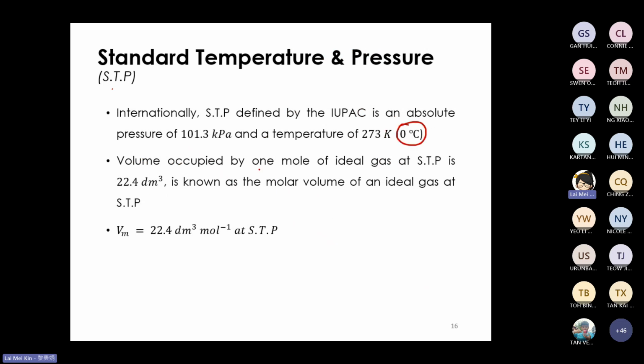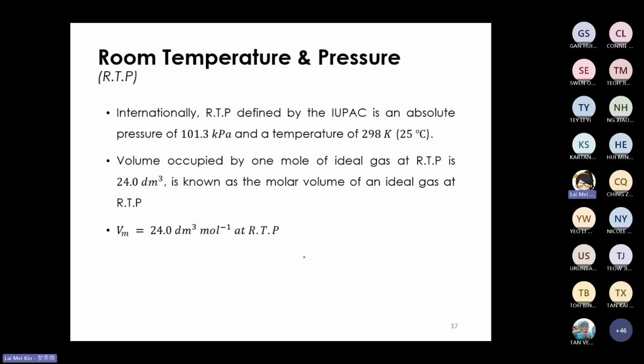Standard temperature and pressure, STP, we have recapped earlier. Standard is 0 degrees Celsius and 1 atm. 1 atm is 101.3 kilopascal. It's the same, just a different unit. At this condition, 1 mole of any gases will occupy 22.4 decimeter cube. You will see this value in your data booklet, page 5, the important values, 22.4 decimeter cube per mole. Per mole means 1 mole equals 22.4 decimeter cube.